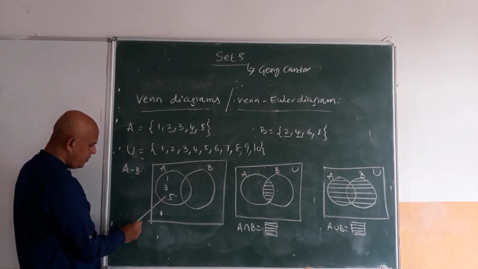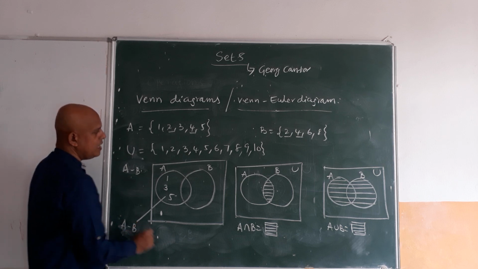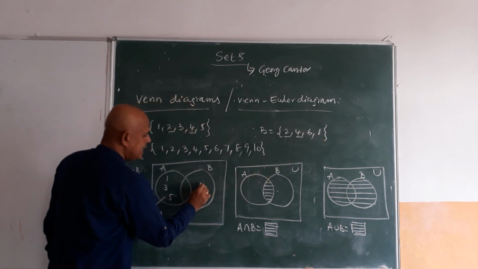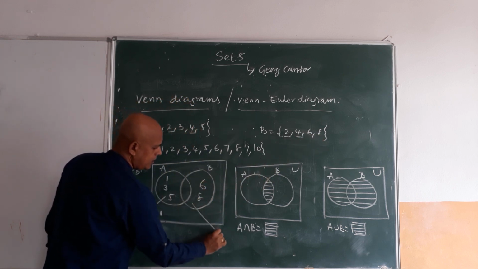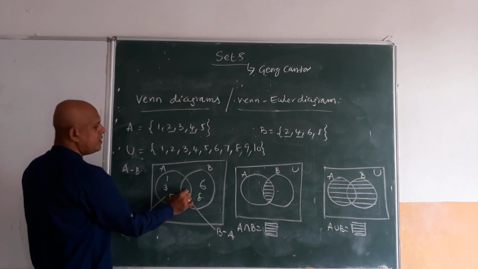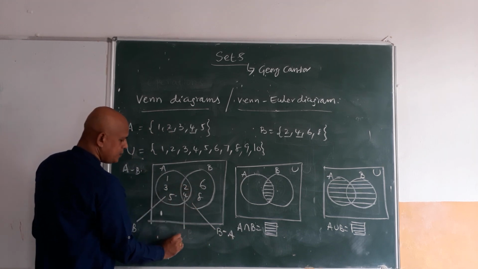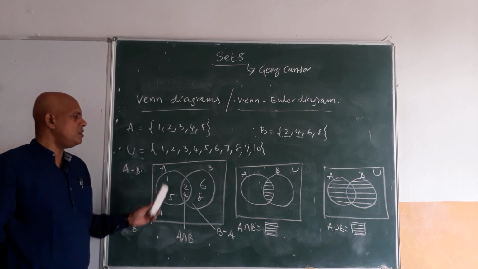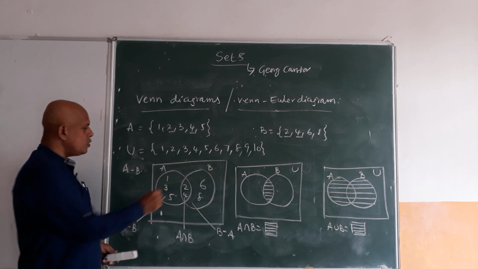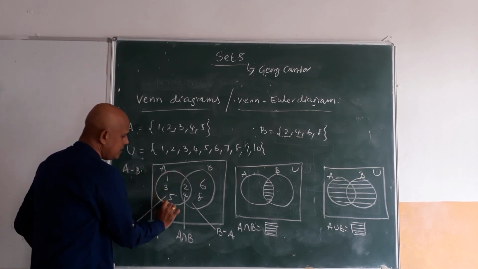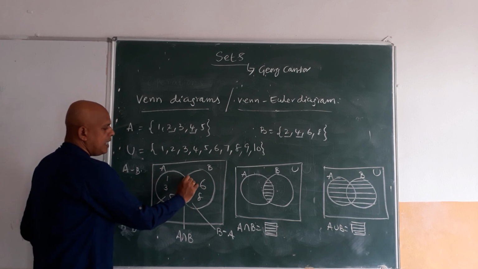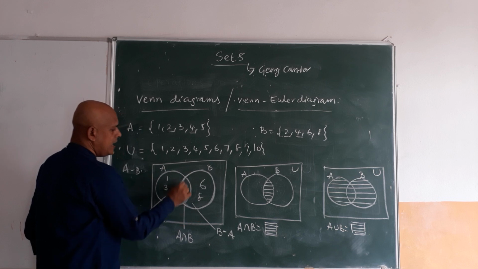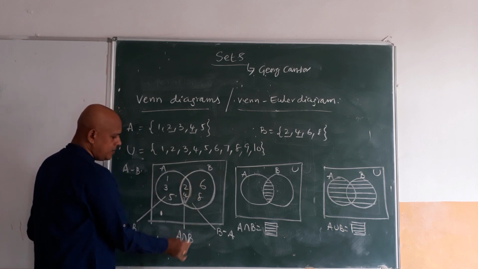So this is the part of A minus B. And this is B minus A, where 2 and 4 are cancelled. What are the elements here? 6 and 8. And this part is B minus A. And the middle one, what are the common elements? 2 and 4. This part is A intersection B. So without elements, this part is A minus B, the right side part is B minus A, and the middle overlapping part is A intersection B.